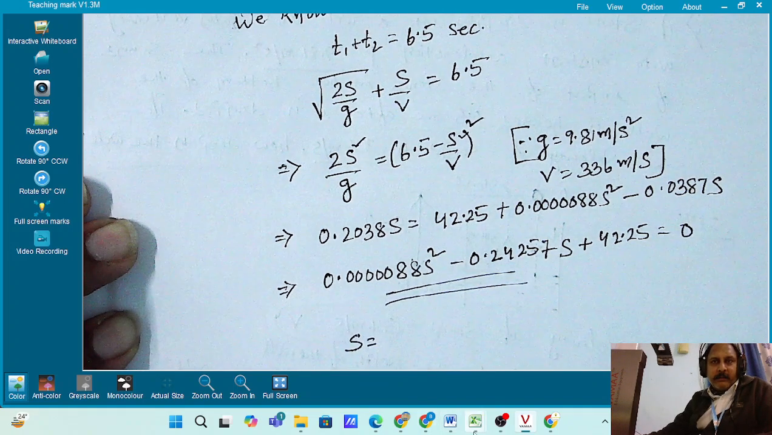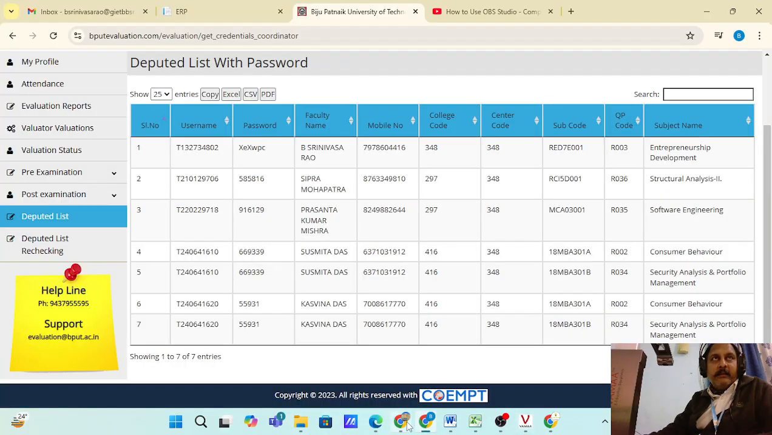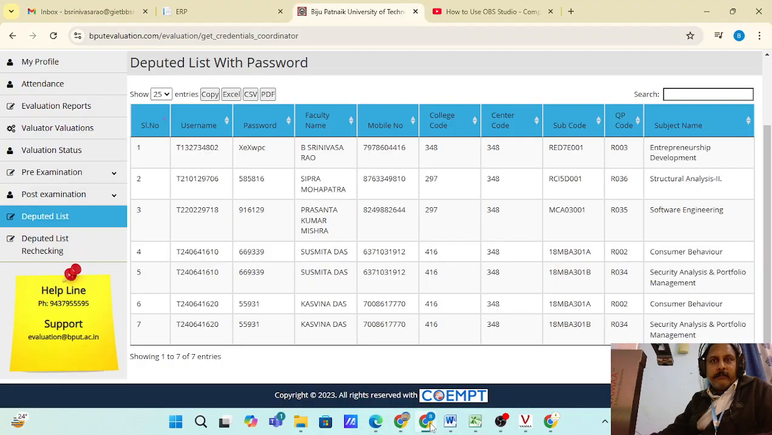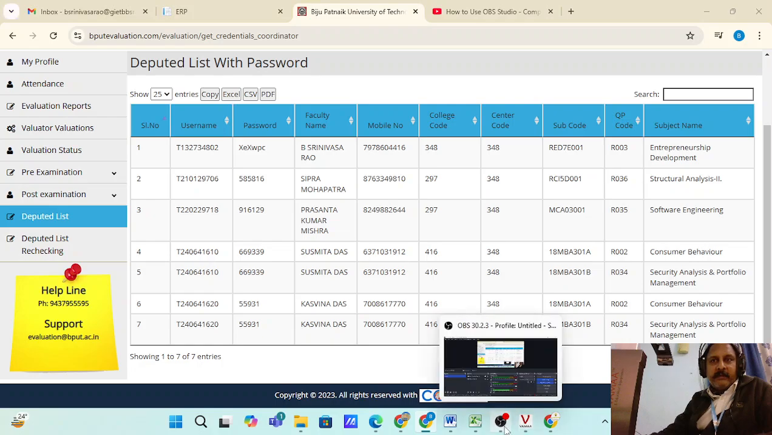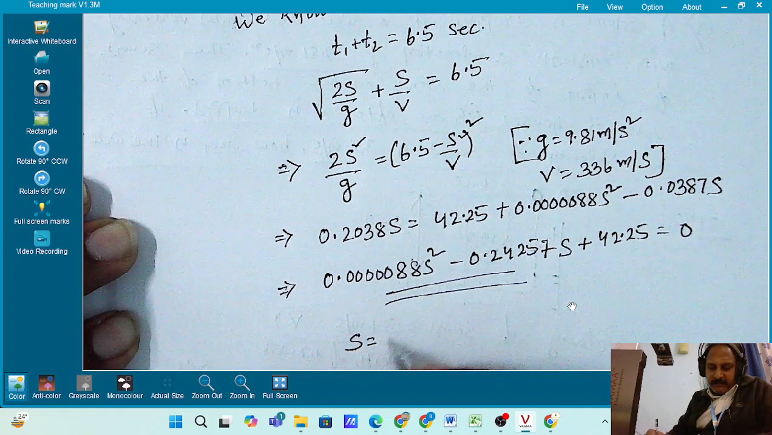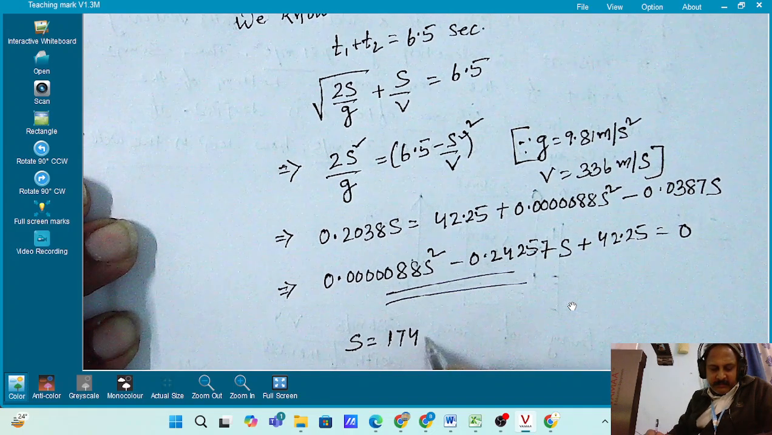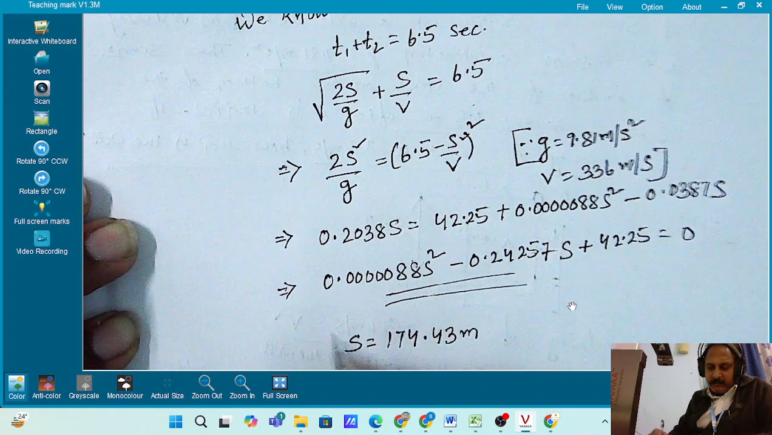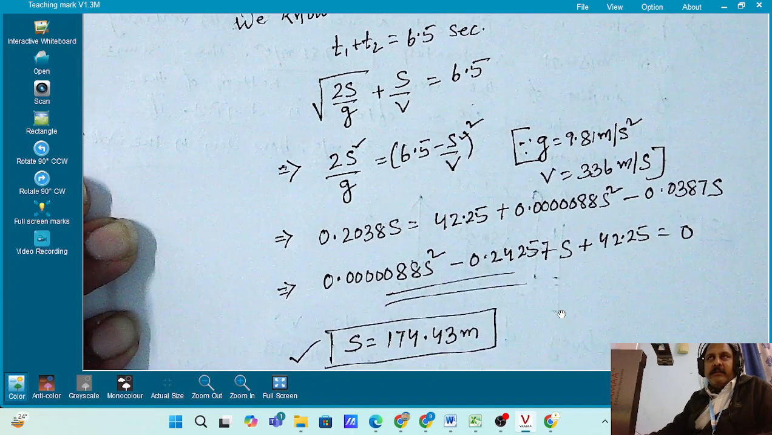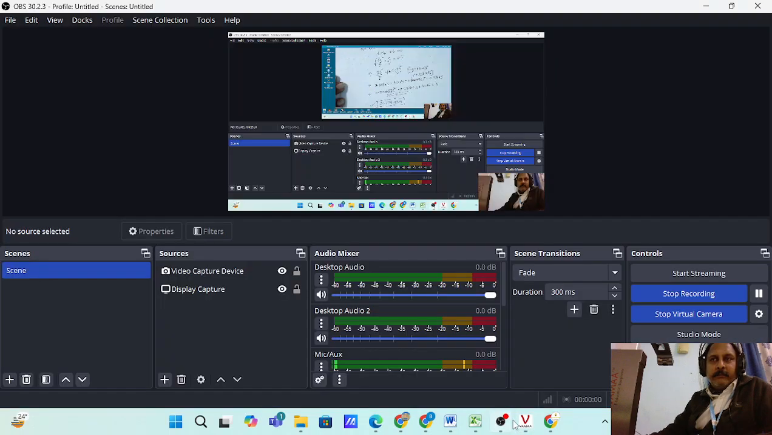After calculation, I got the answer: S, that is the depth of the well, is 174.43 meters. Kindly verify your answer. Thank you.